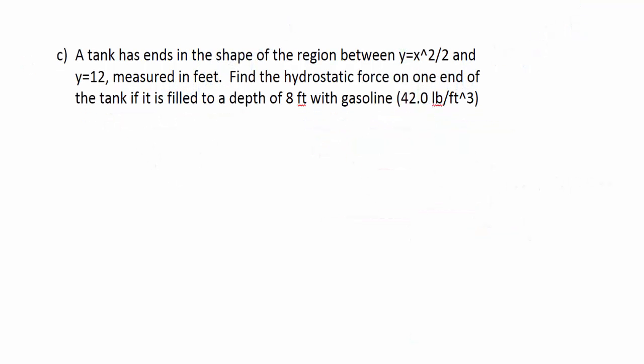Okay. So then the one I do want to work for you is part C. It says a tank has ends in the shape of the region between y equals x squared divided by 2 and y equals 12 measured in feet. Find the hydrostatic force on one end of the tank if it is filled to a depth of 8 feet with gasoline, and the weight density of gasoline is 42.0 pounds per cubic foot. If it's a different fluid, it's important to know what that weight density is. So, okay, this is a little different. Let's graph this thing.